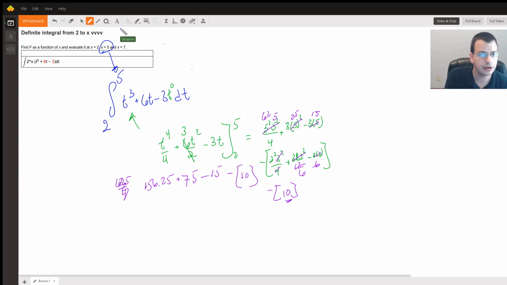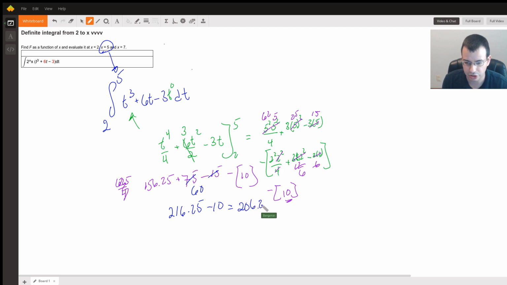Okay. I know we're running out of real estate here. It's okay. We don't have that much more to go. So 156.25 plus 75 minus 15, which is 60. 156 plus 0.25 will be 216.25 minus 10, which equals 206.25.